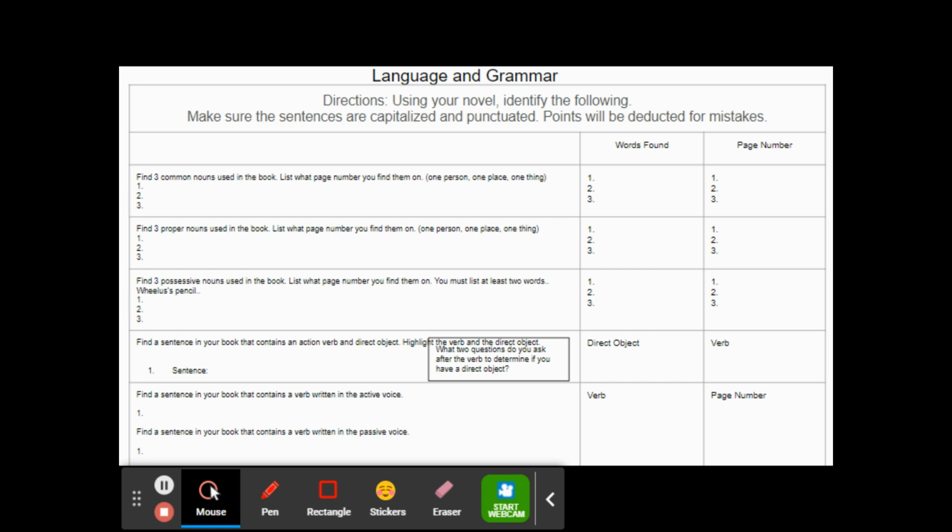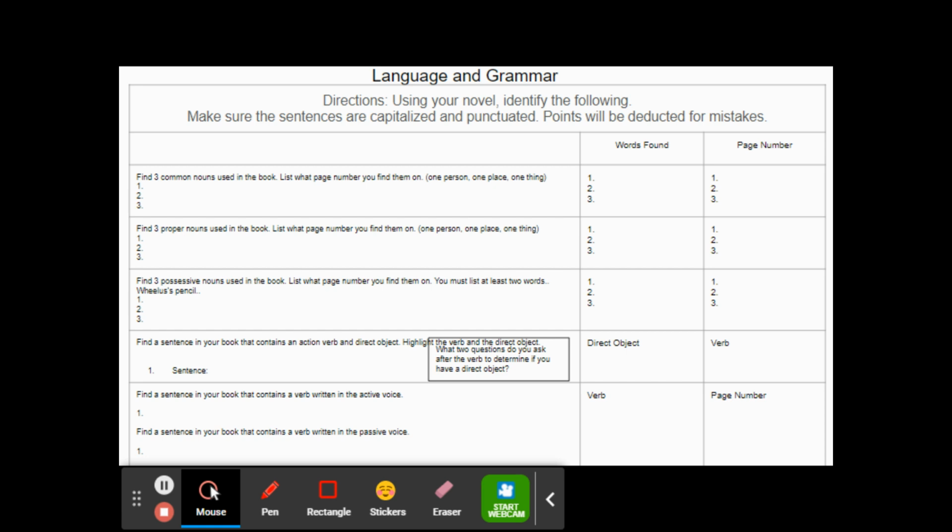What two questions do you ask after the verb to determine if you have a direct object? You're going to need to answer that. The next one says find a sentence in your book that contains a verb written in the active voice. The next says find a sentence in your book that contains a verb written in the passive voice.